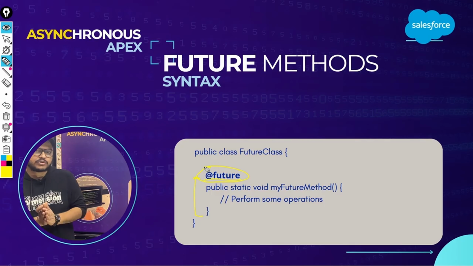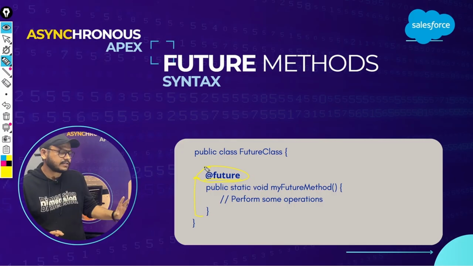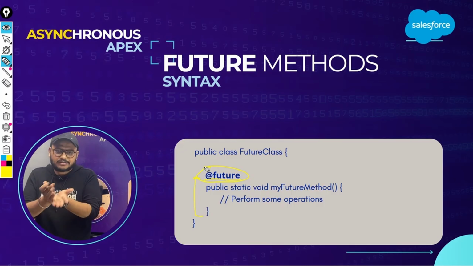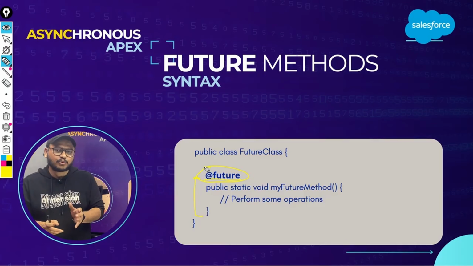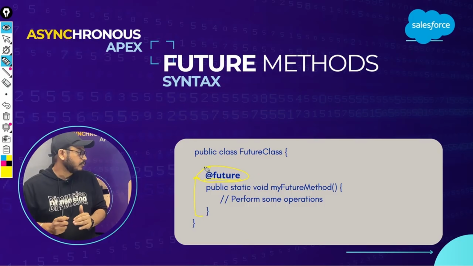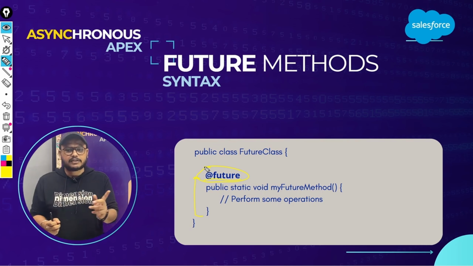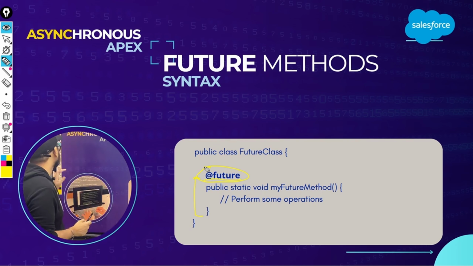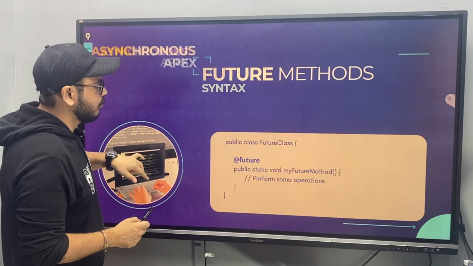So what will this @future annotation do? This @future annotation is going to indicate that this is a future method and the code will get executed. Then, the property of this method will slightly change now. It will wait in the job queue. It will not get executed immediately, and it will wait in the job queue for the system resources to become available. When the system resources are available, then this method will go and get executed.